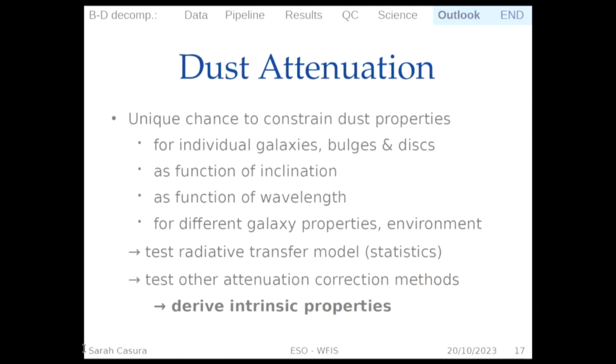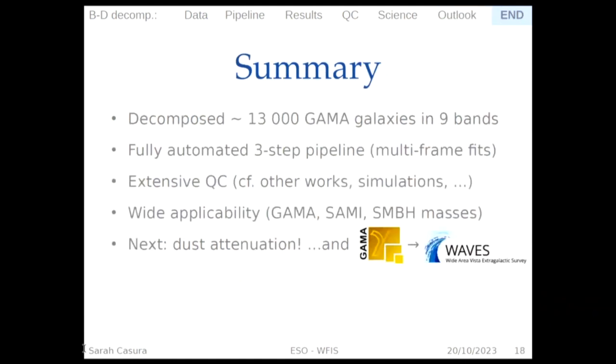allows us to sort of reverse engineer and test the radiative transfer model in the first place, and also to test other attenuation correction methods, and of course the main aim is to derive intrinsic properties of galaxies that are properly dust corrected in a self-consistent way, which will allow us to derive much better luminosity functions, color magnitude diagrams, anything you like, just properly corrected for dust. Right, and that already takes me to the end of my talk.